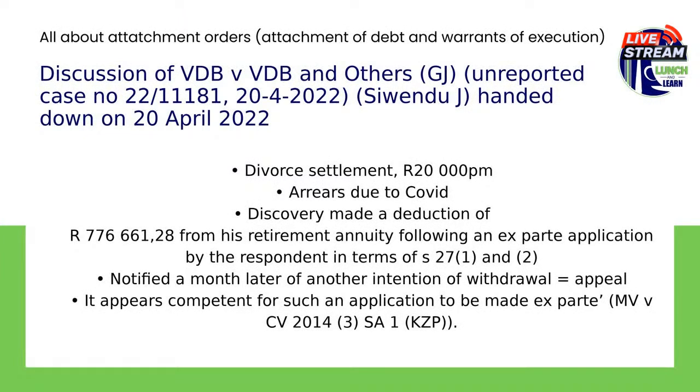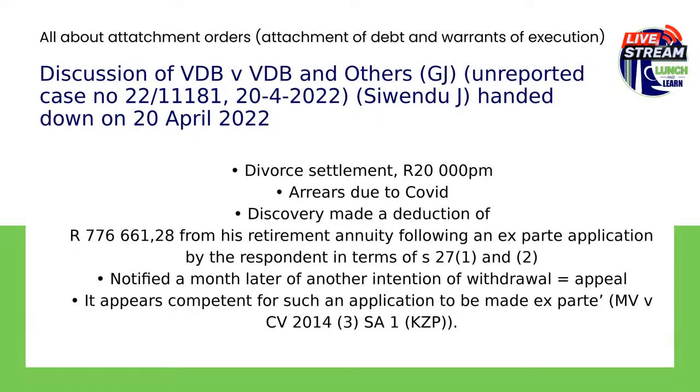So what happened in this matter is there was a divorce settlement and the respondent was ordered to pay 20,000 Rand a month for maintenance for the children. Subsequently, he fell into arrears due to COVID, and he could not pay. The complainant then went to the court. She filed an application. She completed the J306, and she also submitted affidavits of the arrear amount that was still due by the respondent. That was done by an ex parte application. Now, an ex parte application is basically done without the knowledge of the other person. And the court granted that order in terms of Section 27(1) and (2).